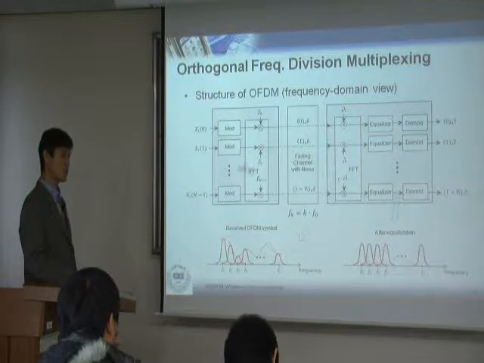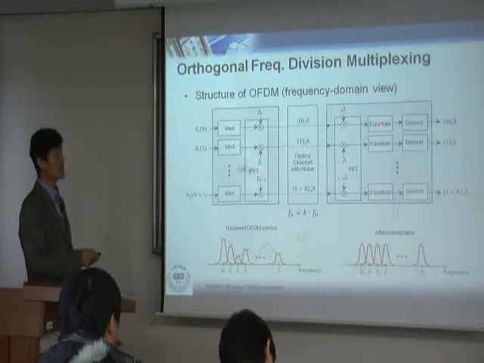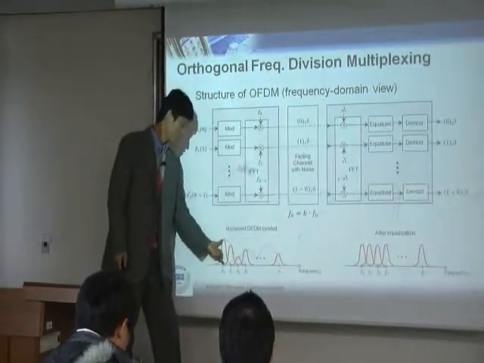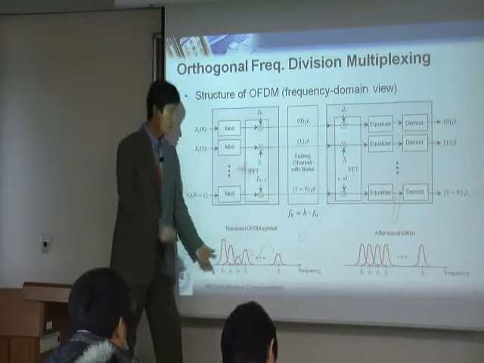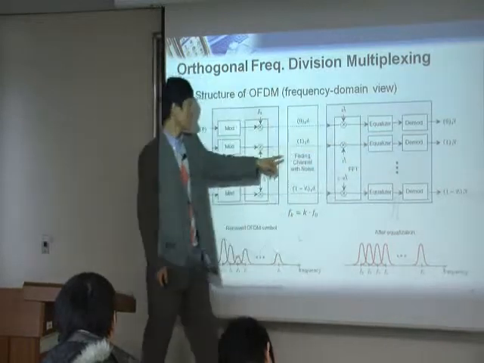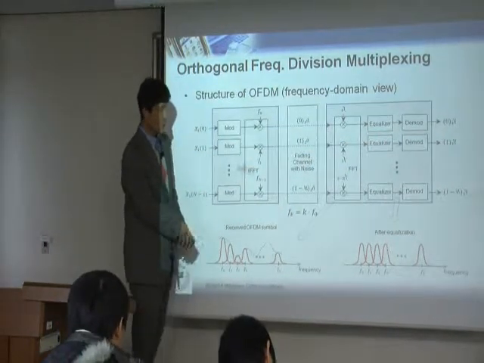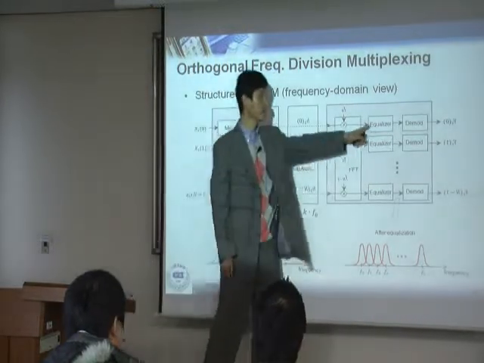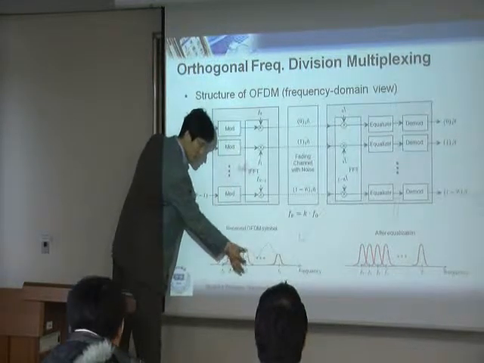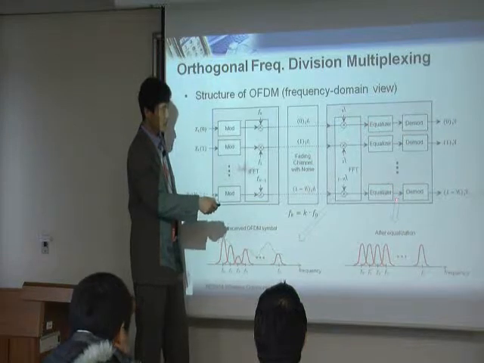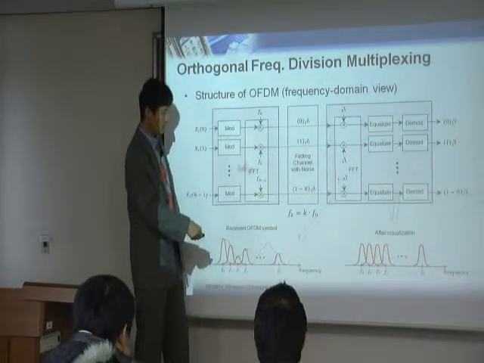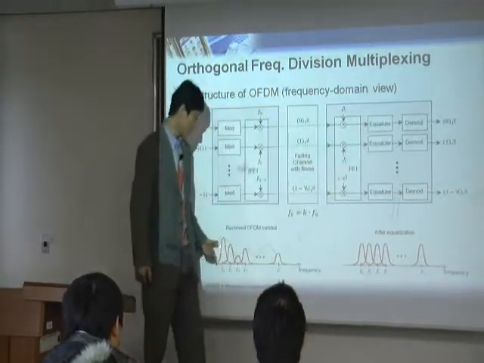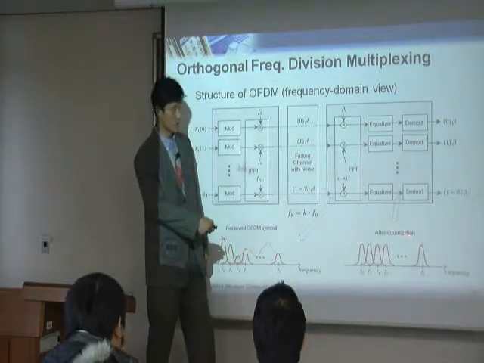Therefore, what you need is an equalizer. The first equalizer, which is about F0, tries to recover this size. The second equalizer, about the F1 frequency, tries to recover this one, and the third equalizer tries to recover the F2 subcarrier. So each equalizer tries to recover its corresponding subcarrier. After you go through the equalizer right here, you want to recover this one from this. Each equalizer recovers each of these subcarriers.